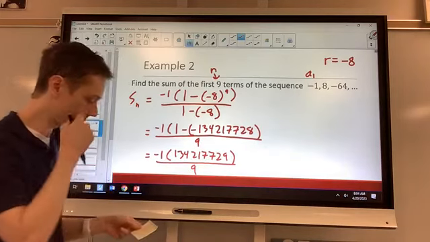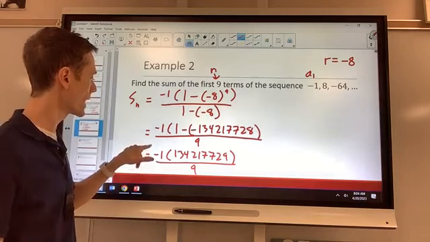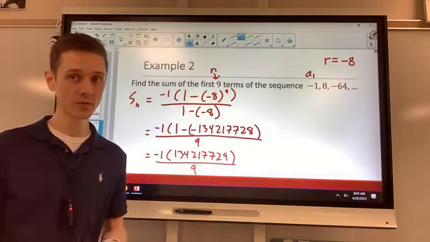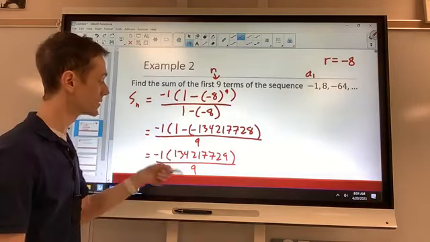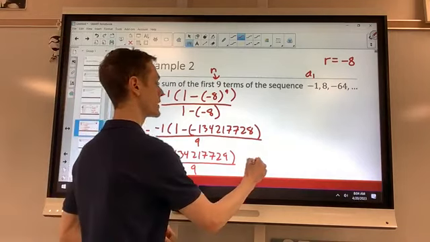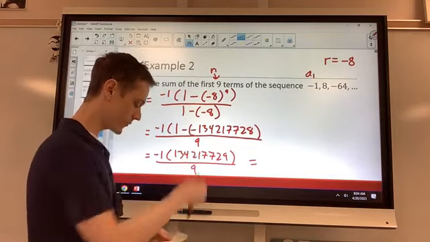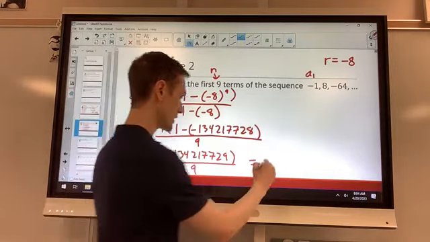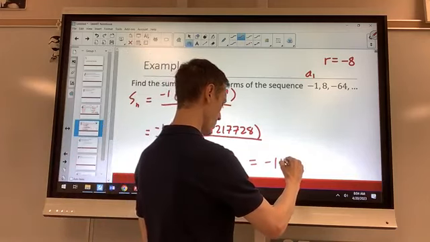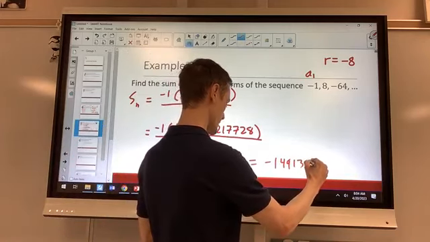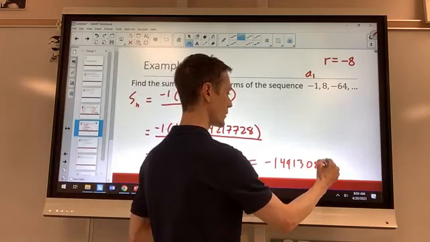Now these last two steps aren't too bad. So I need to multiply by negative 1, which is basically just going to flip the sign of my answer, but I do also need to divide that number by 9. So if we make our answer negative, and if we divide this number by 9, what you should get in total is negative 149,130,81. But you would definitely want to use a calculator for doing some of these answers.